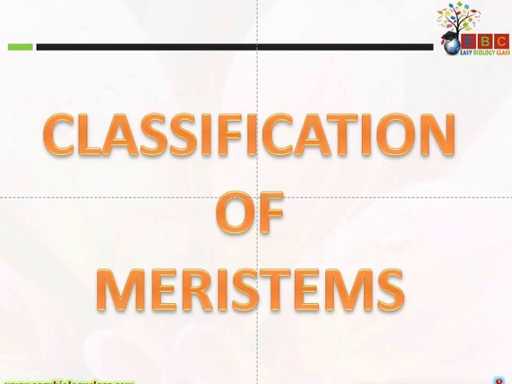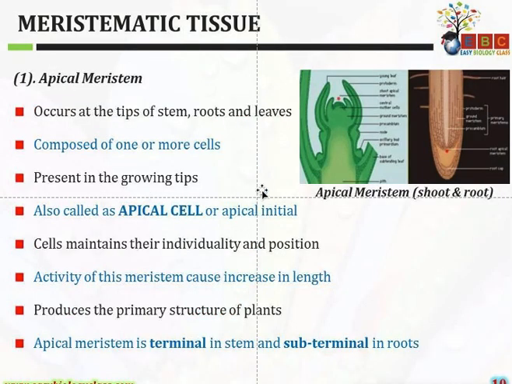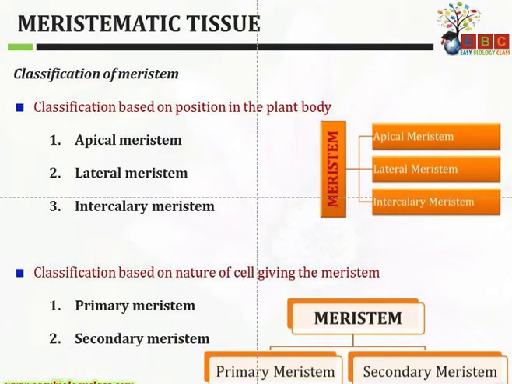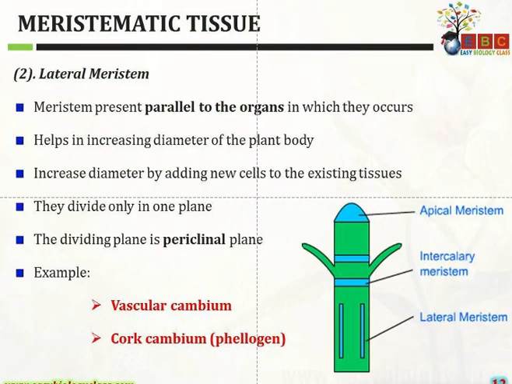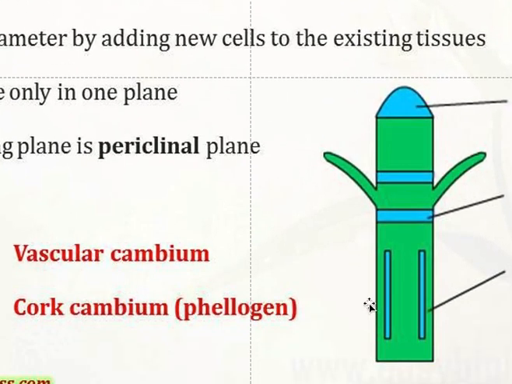We are going to study about the classification of meristems, but not too much in detail. First of all, based on the position in the plant, there are three different meristems. You have the apical, you have the lateral, and you have the intercalary meristem. I'm not going to go into detail, but I will show you what is the apical, what is the lateral, what is the intercalary meristem.